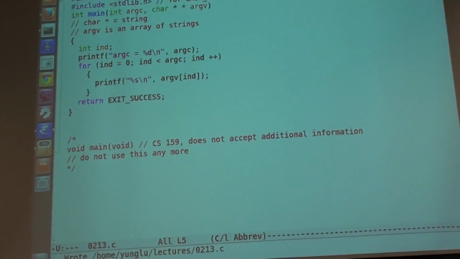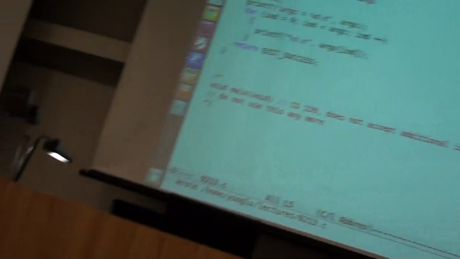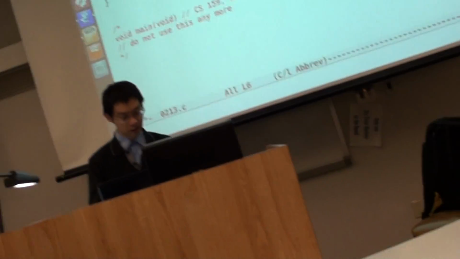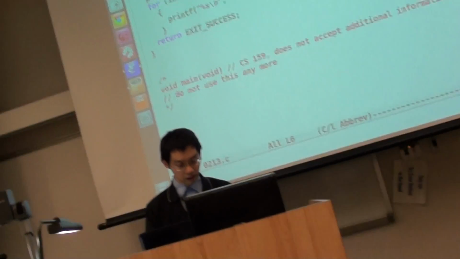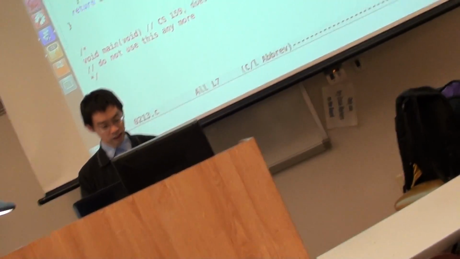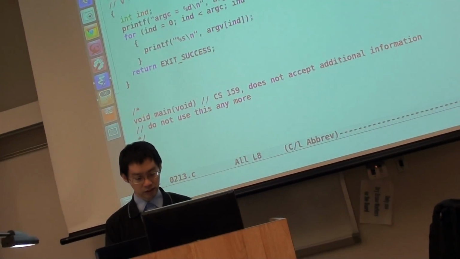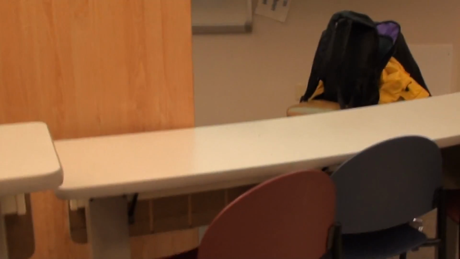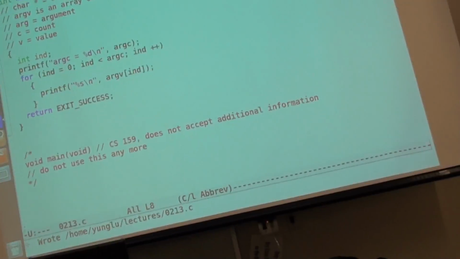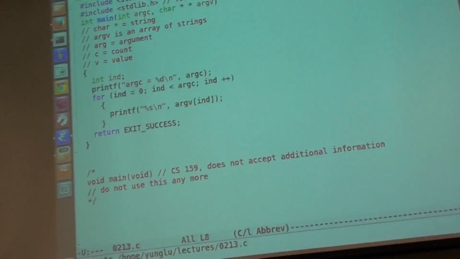The name of the first argument is always argc, don't change it. The second argument is always argv. Arg means argument, c means count, v means value. Do not change them. That's not a place where you want to show your creativity. Everybody uses argc, argv.